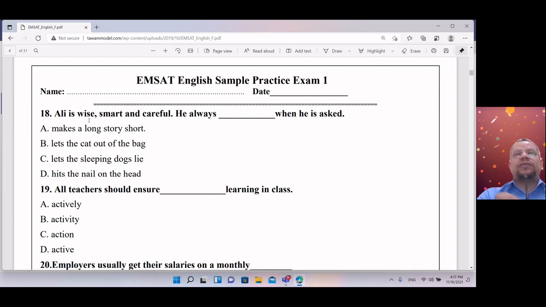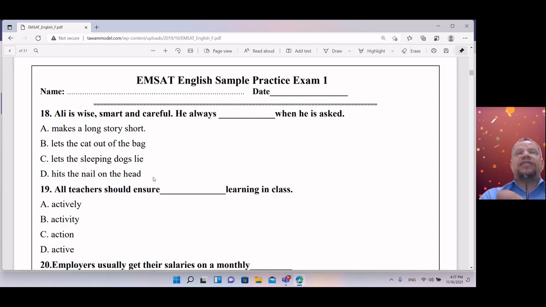Ali is wise, smart, and careful. He always, when someone asks Ali, he is always wise, smart, and careful. So we need here something like, make a long story short, when he's asked, no. Let the cat out of the bag? No. Let sleeping dogs lie? No, we don't want the word lie here. It's an idiom, yes, but no.